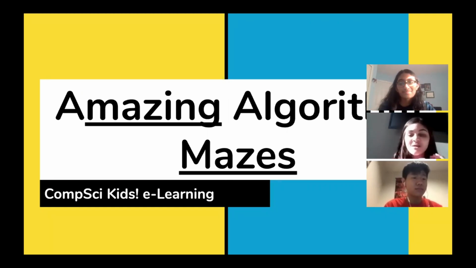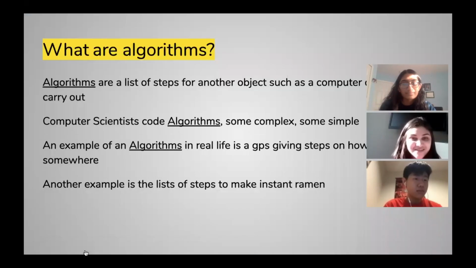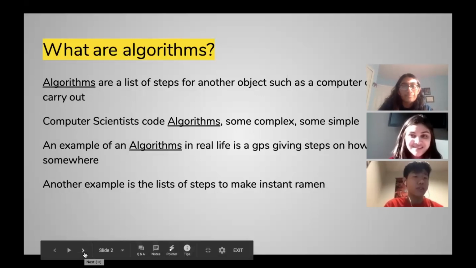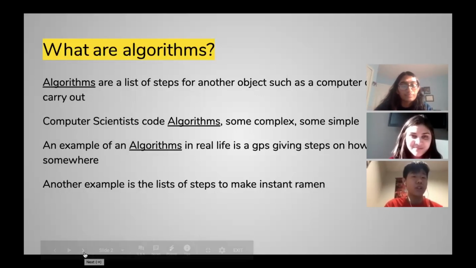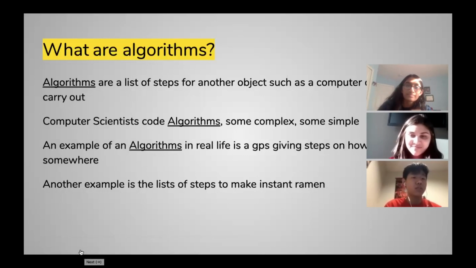So we're planning on playing a maze game later on today, but before we get to any of that fun stuff, we need to go over what algorithms actually are. So what are algorithms? An algorithm is a list of steps for another object, such as a computer or person, to carry out. And what computer scientists do is they code algorithms, and some of them can be complex, some of them can be simple.